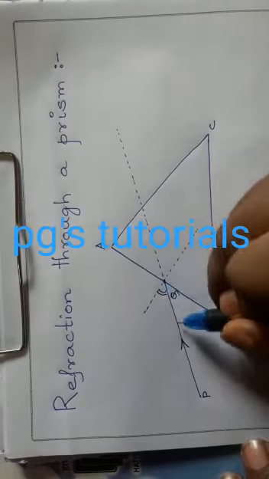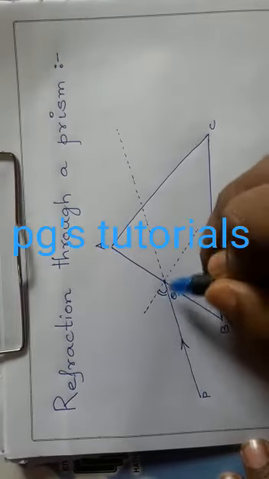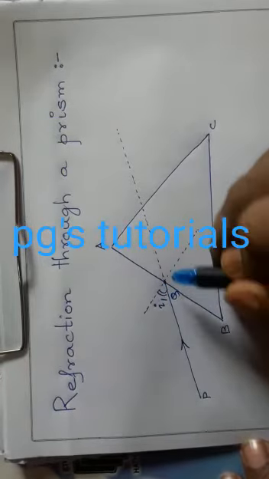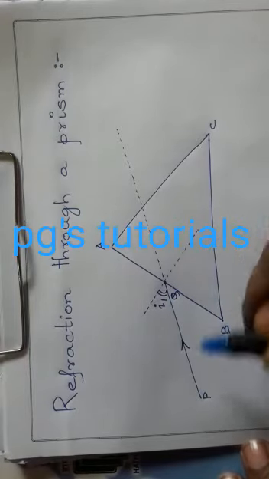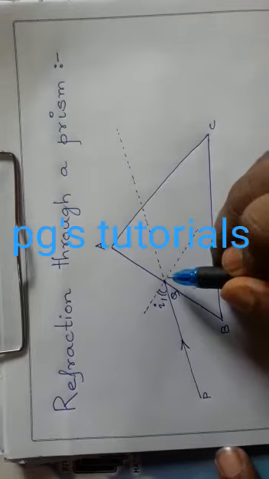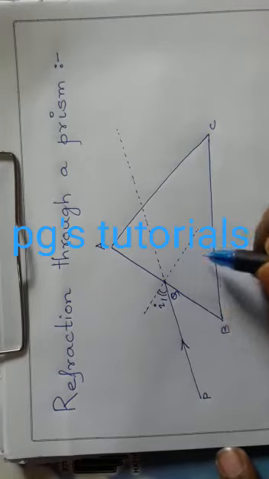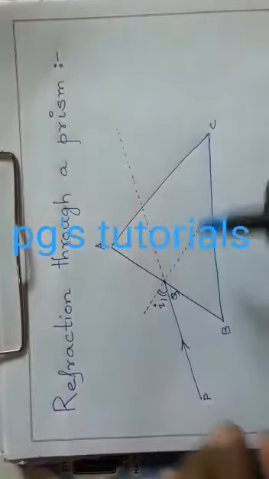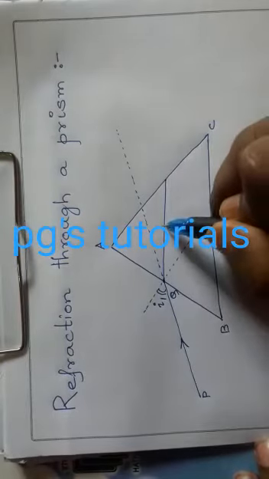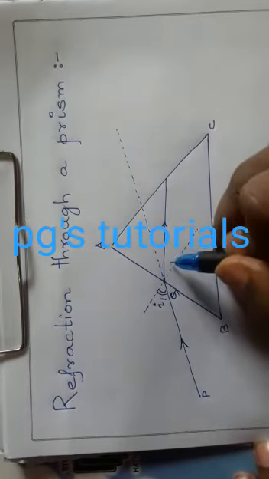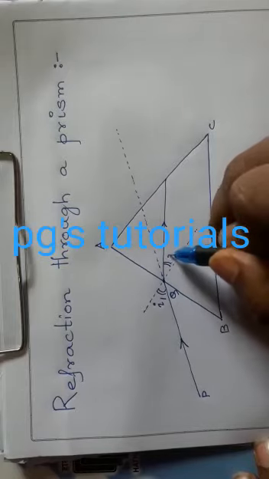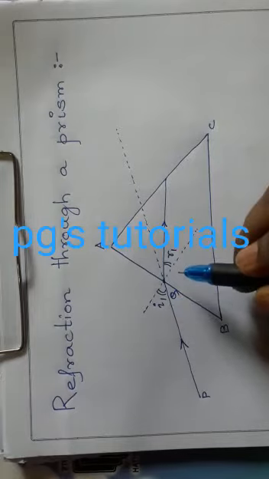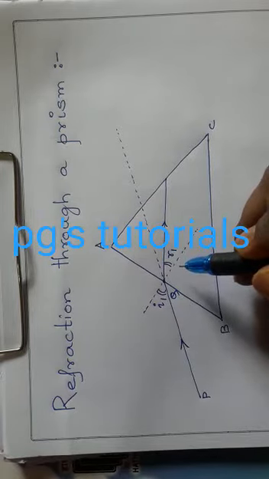Then the angle between the incident ray and normal is called the angle of incidence, say I1. The ray is traveling from air to glass, that is from rarer to denser medium. Refraction occurs, so light will travel towards the normal. It will not go straight, but it will bend towards the normal, so it will go like this. This is the refracted ray. The angle between the normal and the refracted ray we call R1. So for the surface AB, I1 is the angle of incidence and R1 is the angle of refraction.